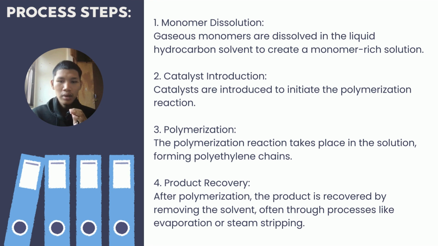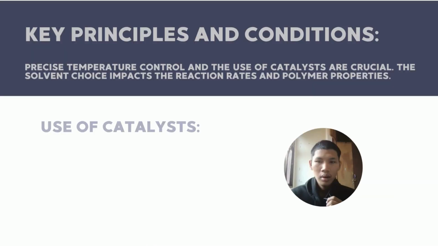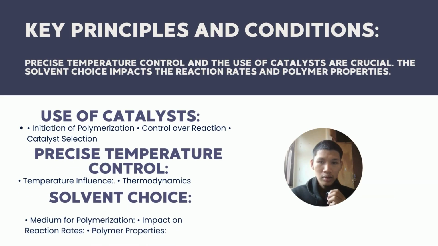Fourth is product recovery. After polymerization, the product is recovered by removing the solvent, often through process like evaporation or steam stripping. For key principles and conditions, precise temperature control and the use of catalysts are crucial. The solvent choice impacts the reaction rates and polymer properties.